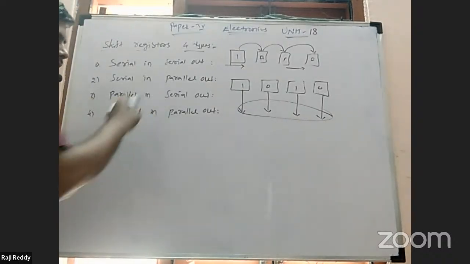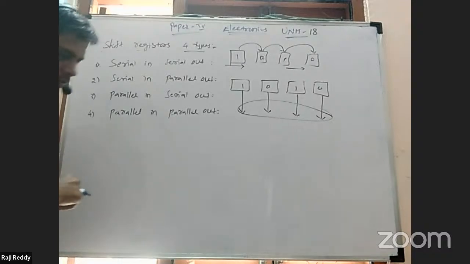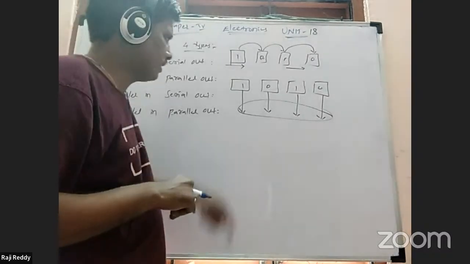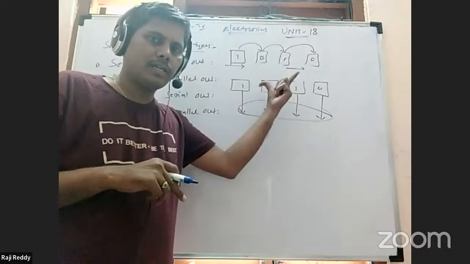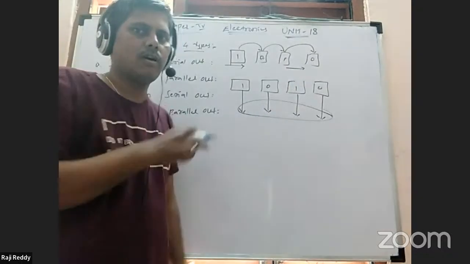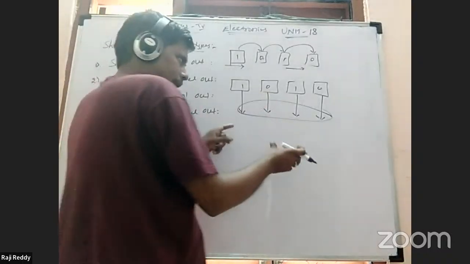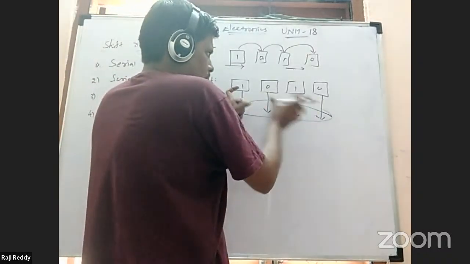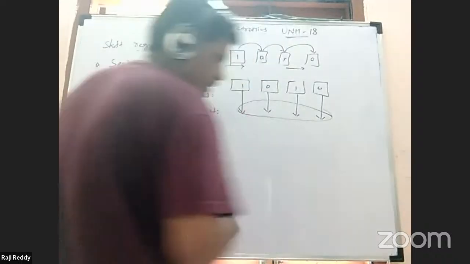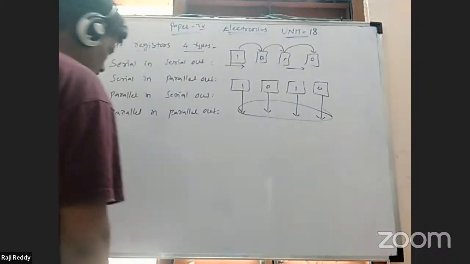Next, parallel in, serial out. Parallel in, serial out means input it can take parallelly, output will go slowly, 1 bit at a time. This is the reverse: after the data input arrives, 1 bit comes out serially.